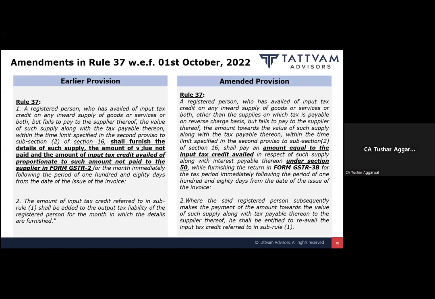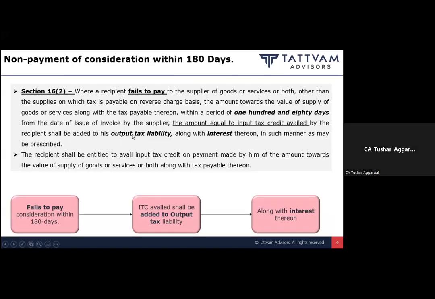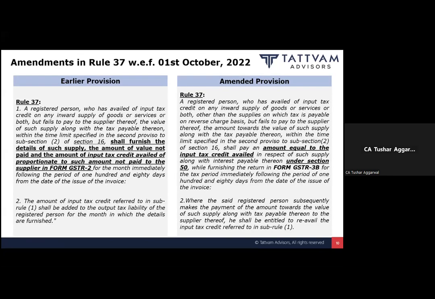Let's see section 16. What is written in section 16 is that the amount equal to the ITC shall be added to the output tax liability along with interest thereon in such manner as may be prescribed. And what is the manner prescribed? Rule 37. It says that such amount of ITC availed shall be added in form GSTR 2. So all this amount which we have to declare is in GSTR 2, and that will be added to the output tax liability of the registered person. So the way section 16 and Rule 37 are drafted, this is based on the old concept of GSTR 1, 2, 3, wherein in GSTR 2 we had a specific format for giving all such kinds of details.